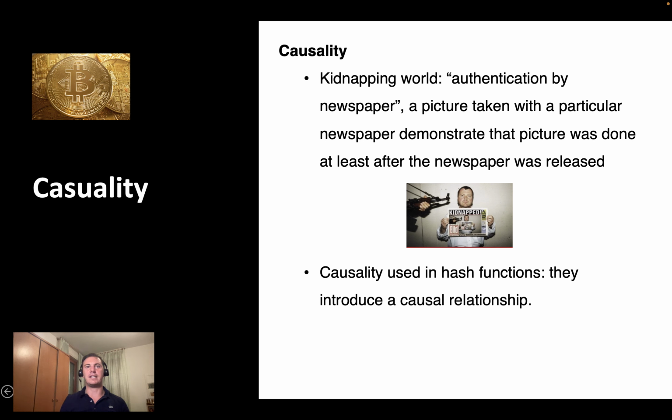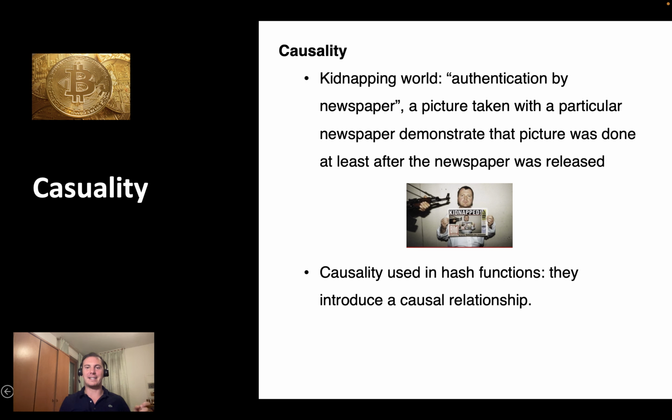Let's look at causality first. In the kidnapping world, to demonstrate that the kidnapped person was alive at a certain time, they were not showing a clock and a calendar because they could have been easily falsified. So everyone can falsify the number of the page. So they used the newspaper of a particular day to demonstrate that the person was alive the day the newspaper came out.